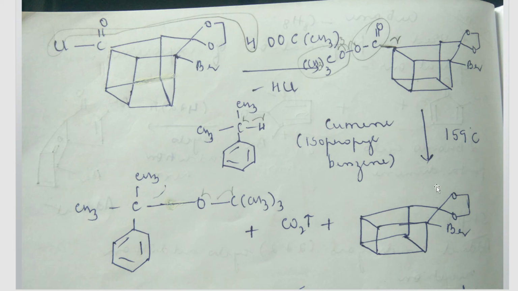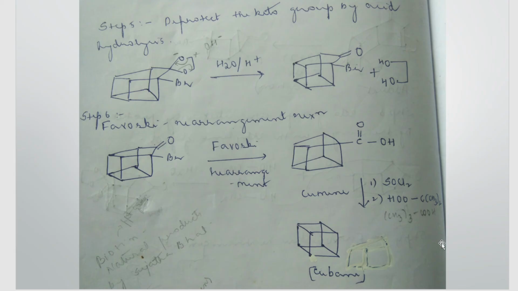Then the same set of reactions is done to the other side. First, one thing you have to do is deprotect. Since you have protected it first, the deprotecting step has to be done, and then all the other reactions are done the same way as the previous one. So this is the synthesis of the cubane molecule.